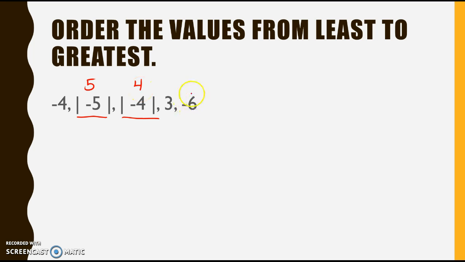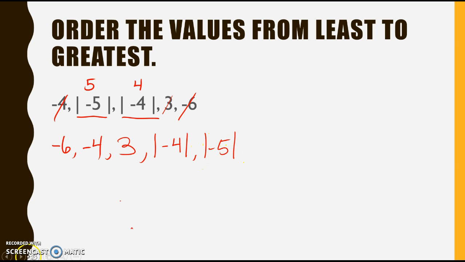So the smallest number is going to be this -6, then -4, then we would have our +3. And then next in our list would be this value of 4, but its original value is the absolute value of -4. That's its original form. The value of that is 4, so we're going to put it in the order of where 4 would be, but we're writing it in its original form. And then the same thing goes for the absolute value of -5. So that would be in order least to greatest.